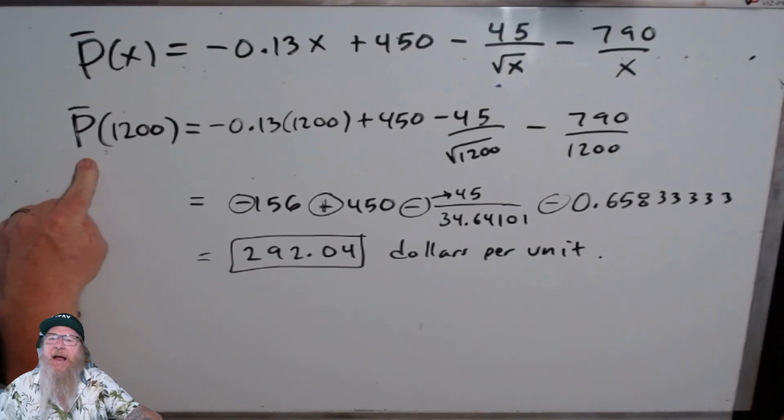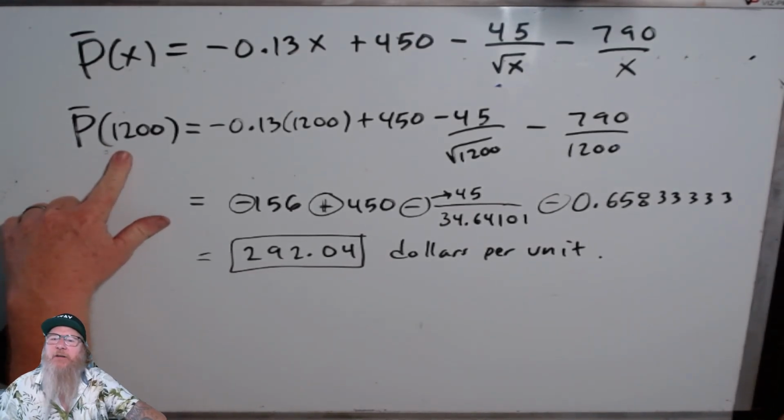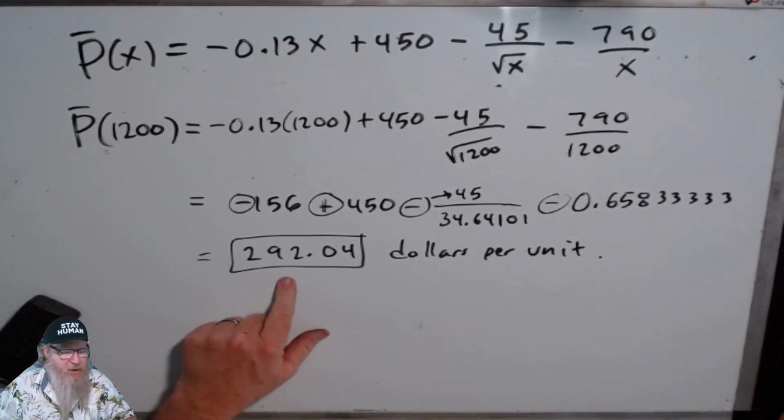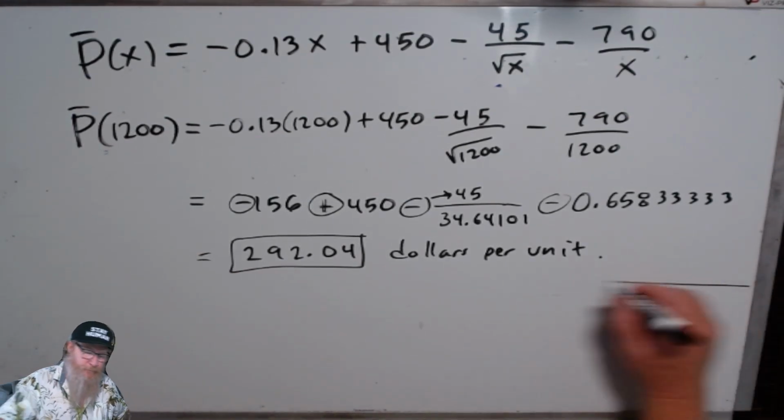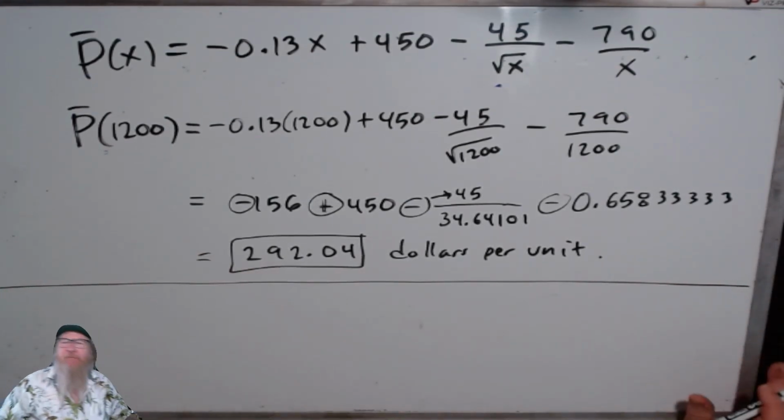So whatever it is, they're making on average. Again, on average, if they sell 1,200 of these gadgets, they're going to make $292.04 for every unit. So that's the average analysis.